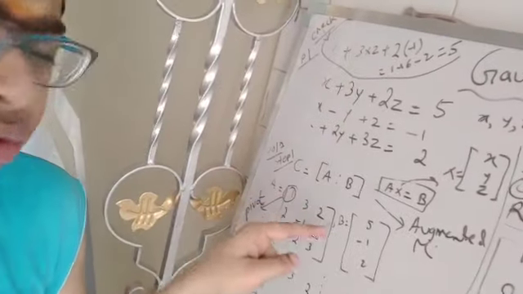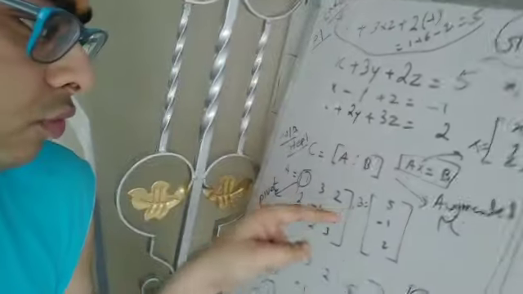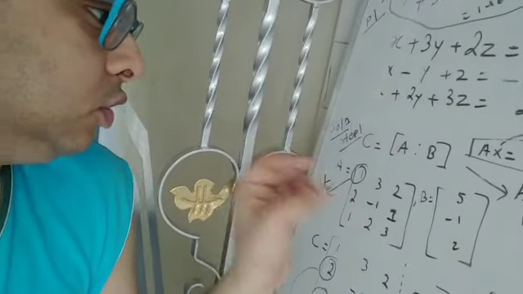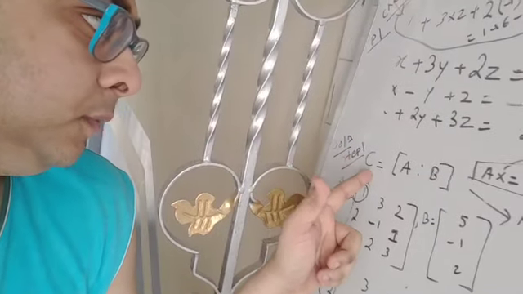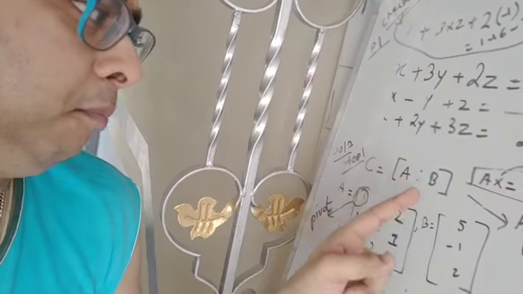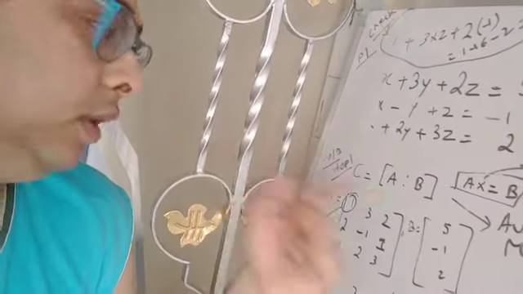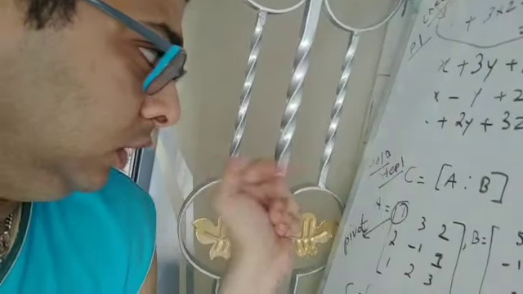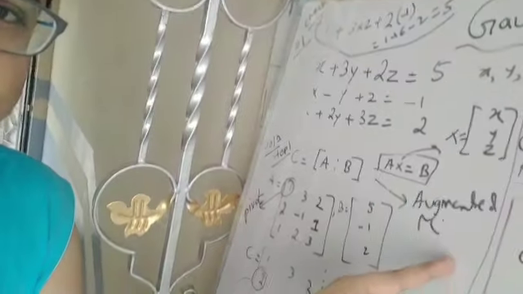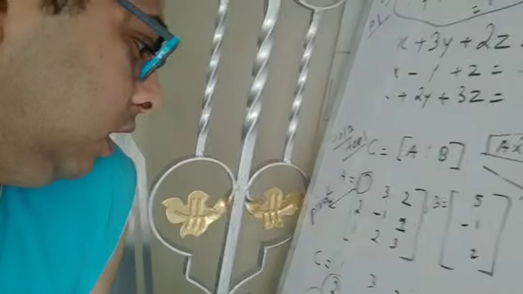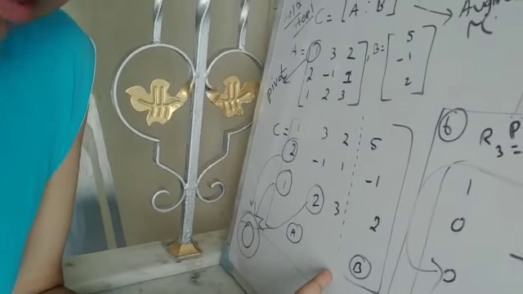Now you need to add the B. What is B? B is basically this one: 5, minus 1, 2. Now what you need to do is write a new matrix by appending B with A, or concatenating B with A. This is known as the augmented matrix. So the total matrix becomes this.